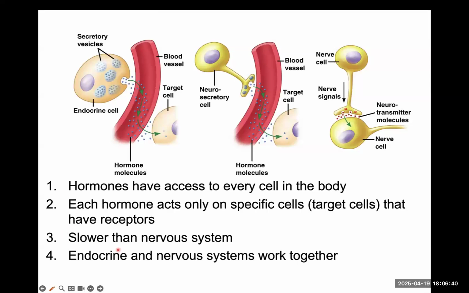So I wrote that there. And then the endocrine and nervous systems work together. So we learned that in the nervous system, we have axons, and the action potential travels down the axon anywhere from 100 to 300 meters per second. That's pretty quick for the nervous system.